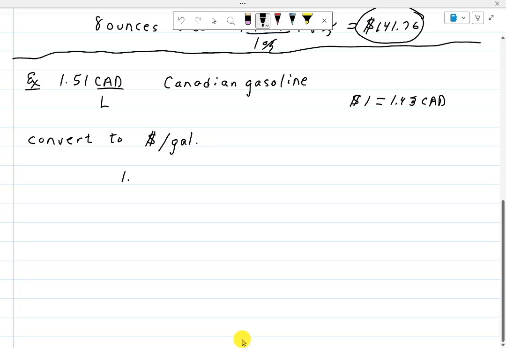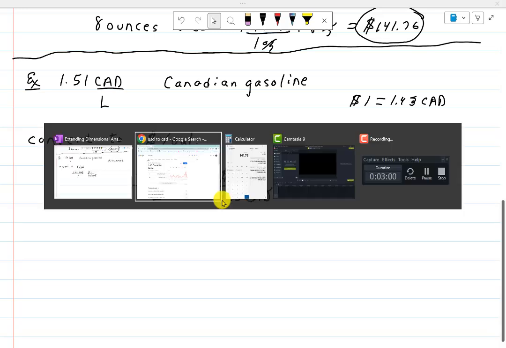So let's start with 1.51 CAD divided by L. I'm going to multiply by 1, but I'm going to do it in this sneaky way. I want dollars on top, but I want CAD on the bottom so that I could cancel it out. Cancel the CADs. Now, if I want, I could do this right now and get myself a new answer. I'll take the 1.51 divided by 1.43.